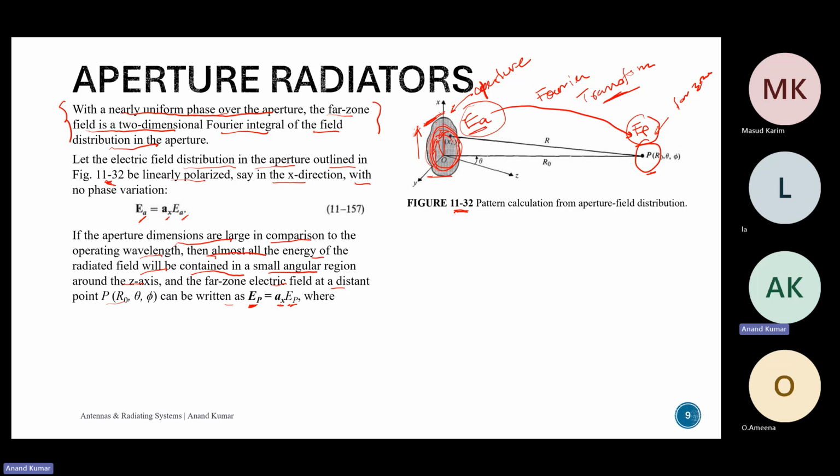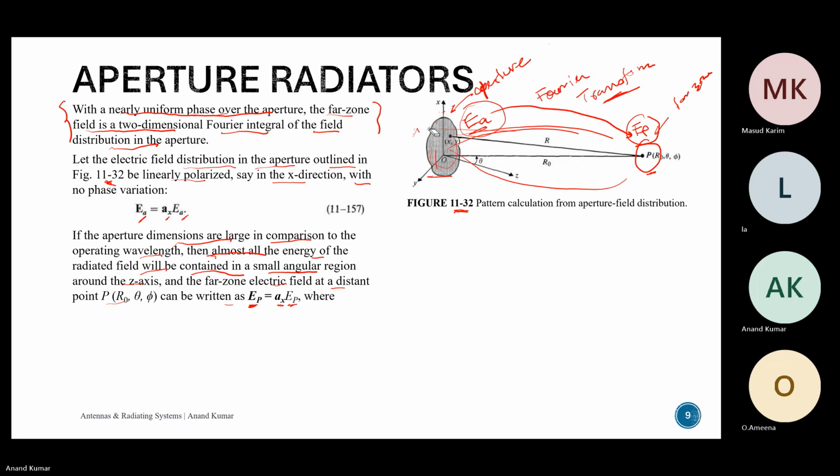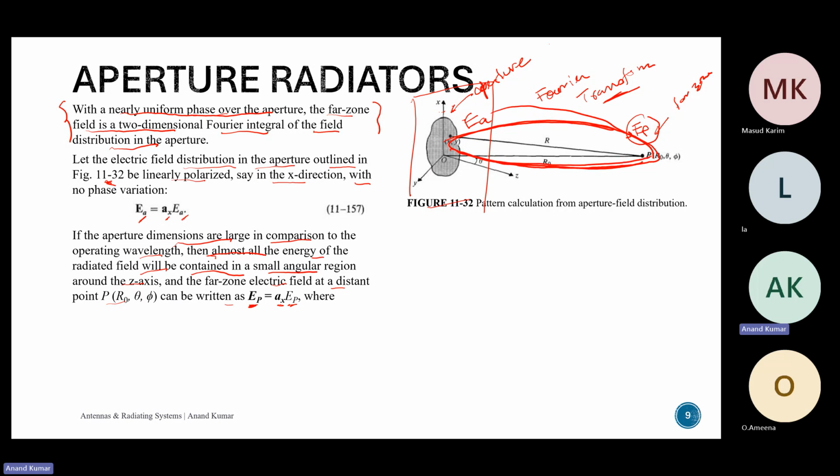So what we're trying to say, if this aperture is very large, and if this is radiating, then most of the field will be focused around the z-axis. So if this particular aperture is very large, and this particular aperture is radiating, in this case, all the energy will be focused in the form of a beam like this, along the z-axis.